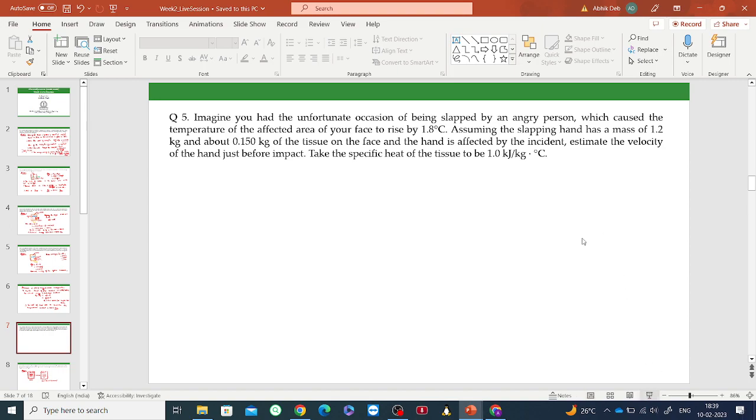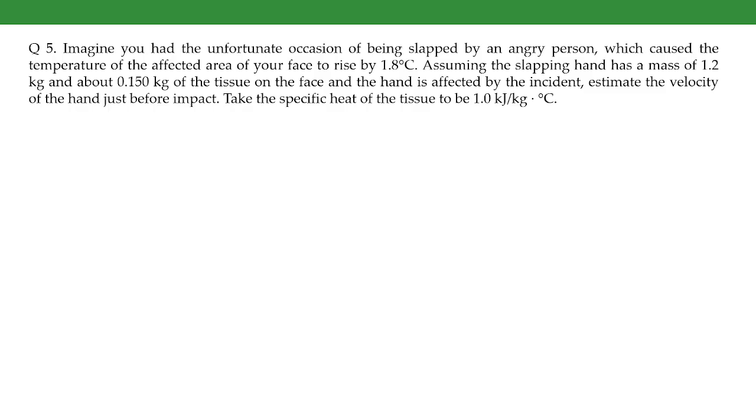This is quite an interesting one. Most of us have either been slapped by some person or have slapped somebody at some point of time, maybe. Let us imagine a situation when one of us is being slapped by an angry person. If the person is slapping on the face, we can feel some heating sensation on the face, right?